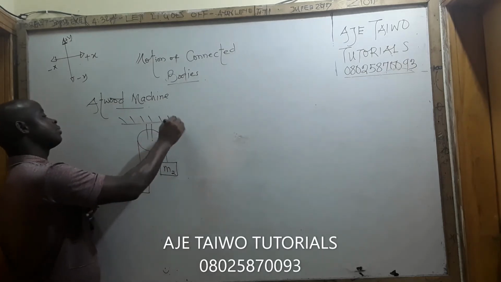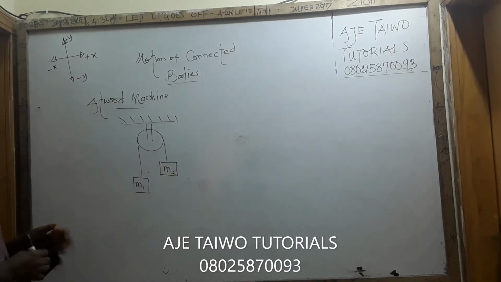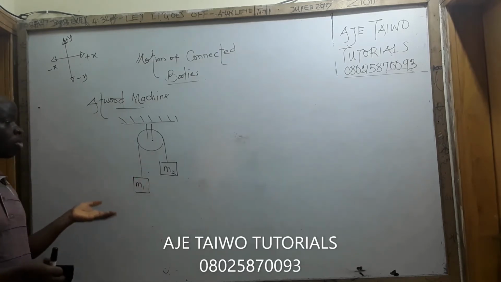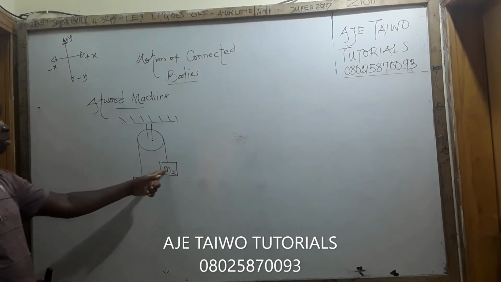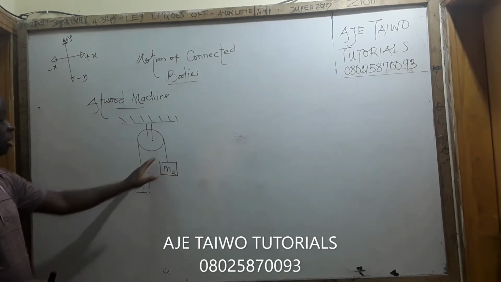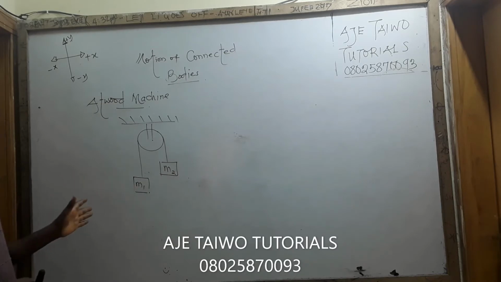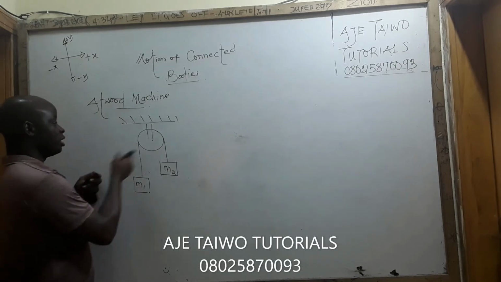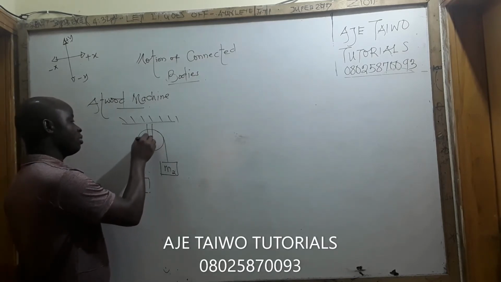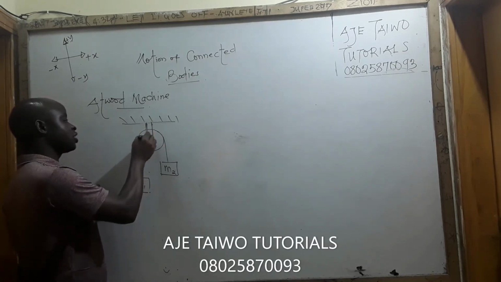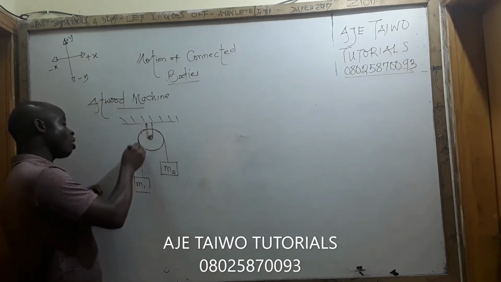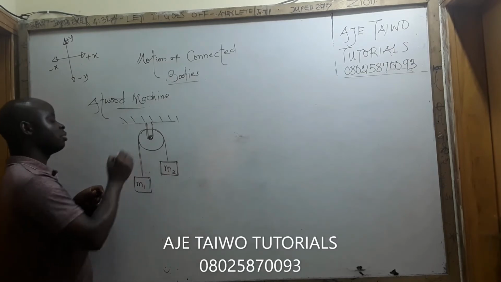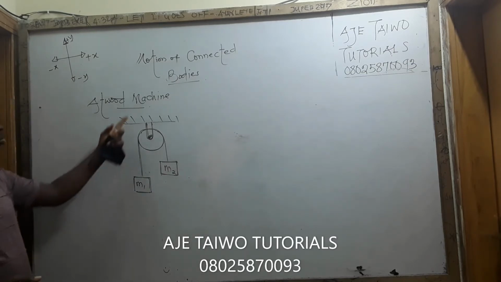Now in those ones I did, one was suspended and one was sitting. But in this one, the 2 masses are suspended. They are not making any contact with any surface. That means friction cannot affect their motion here, unless the pulley has friction. So we assume here the pulley is frictionless. In fact, all the pulleys we use are assumed to be frictionless. So this is the Atwood machine.